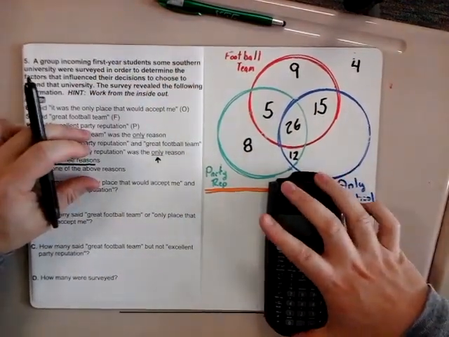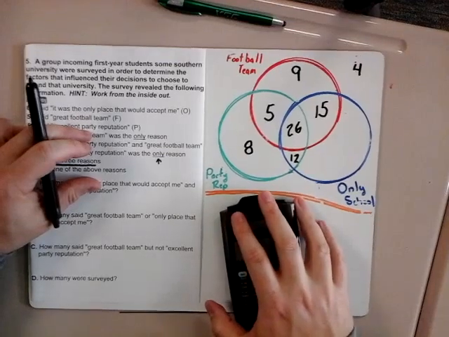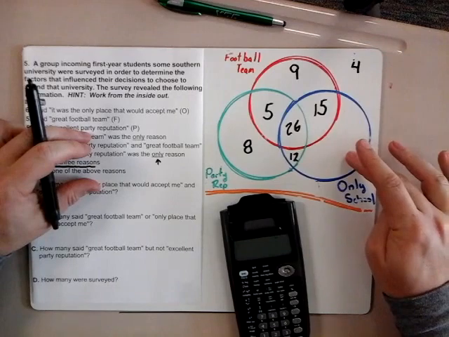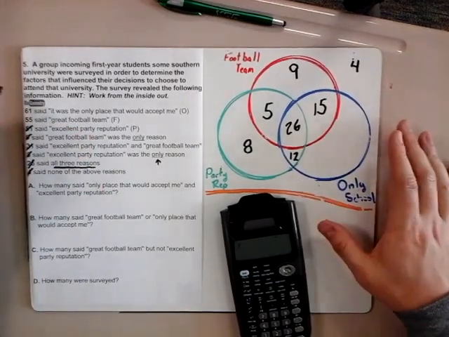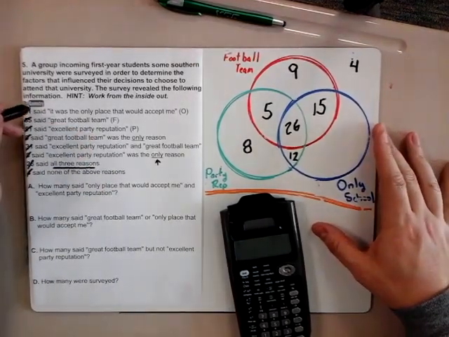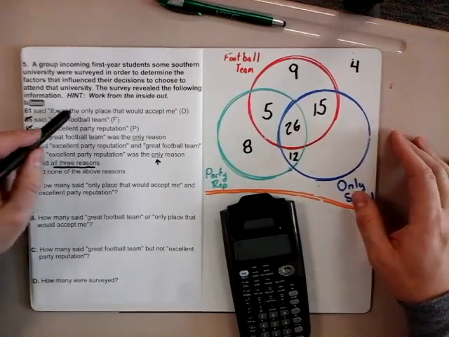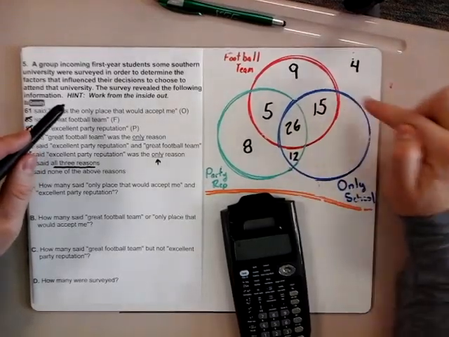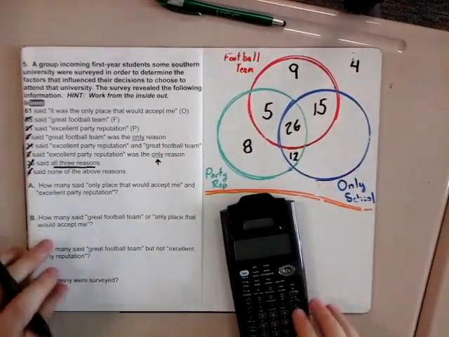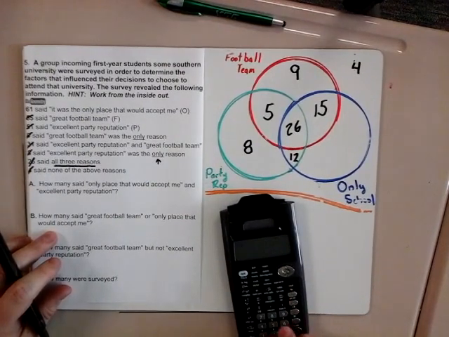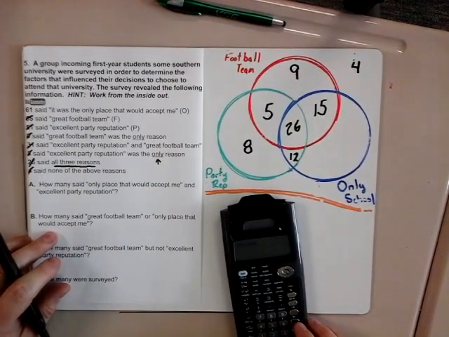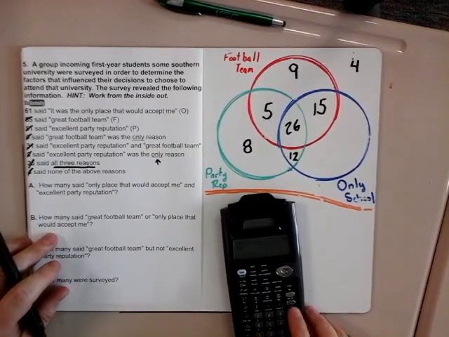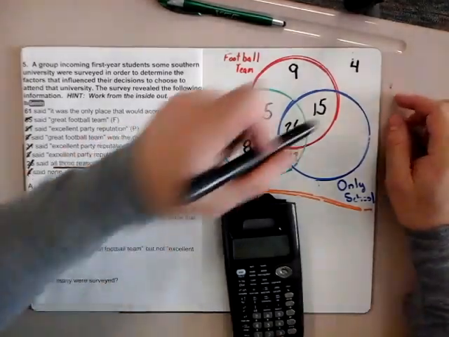Okay. From there, I have the only school that would accept me, and that's addressed right here, 61. Said it was the only place that would accept me, or the only school that would accept me. So this whole blue circle has to add up to 61. So I'm going to add those up again, 26 plus 15 plus 12 and I get 53. I'm going to say 61 minus 53, and I get 8.